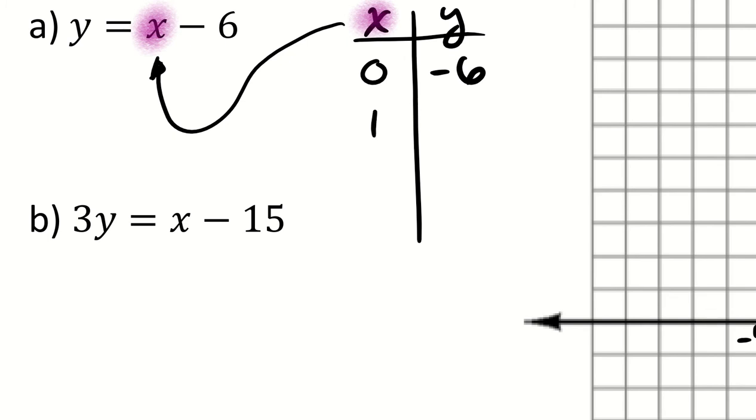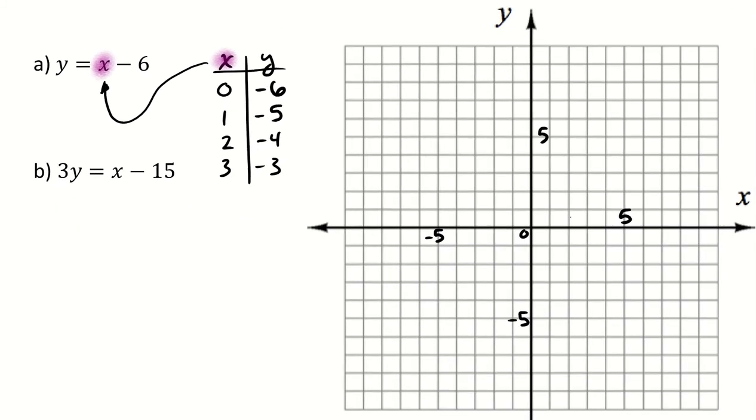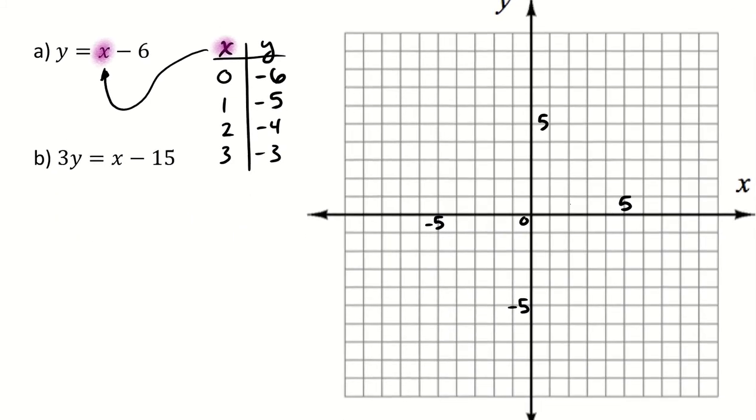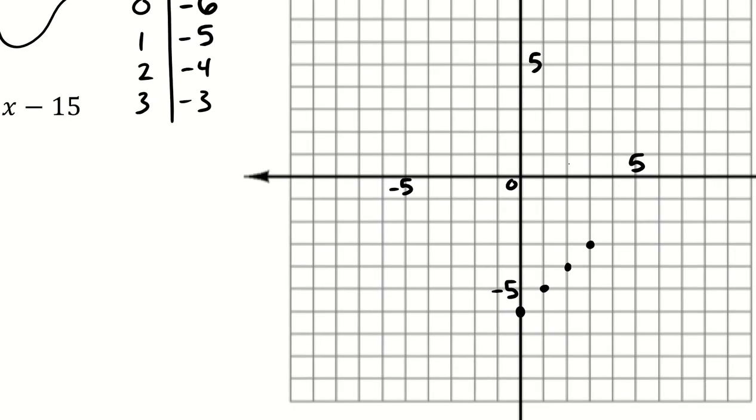So that's one point I can graph. If x is 1, 1 minus 6 is negative 5. If x is 2, 2 minus 6 is negative 4. If x is 3, 3 minus 6 is negative 3. So I can come back over and plot that relationship. At 0, plot the point negative 6, right here. At 1, I'm plotting negative 5. At 2, it was negative 4. And at 3, I believe it's negative 3. That's certainly enough information for me to graph this line, and I would grab my ruler at that point and connect those dots.